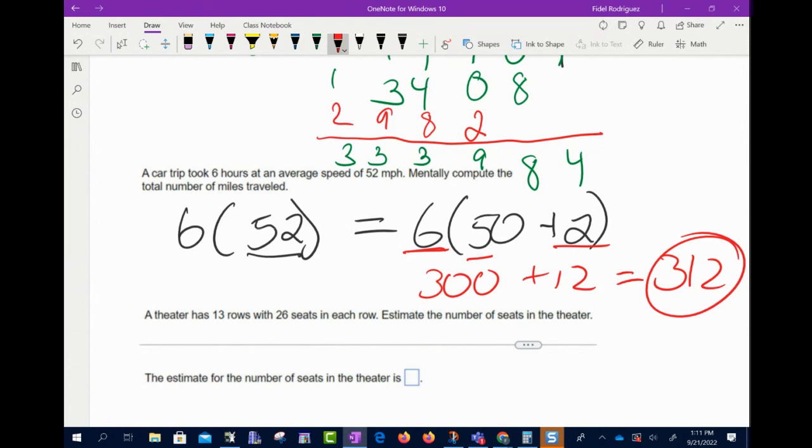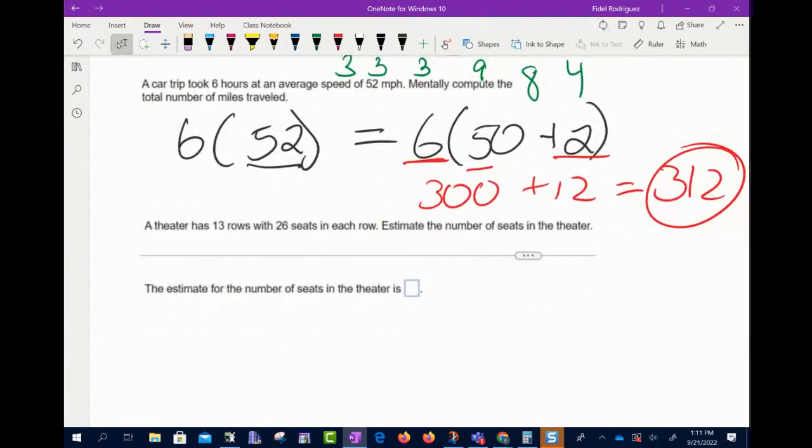Y'all, for the next one that I have here, it's telling me to estimate the number of seats in the theater, I'm sorry. So it says a theater has 13 rows with 26 seats in each row. Estimate the number of seats in the theater. So remember, an estimate is a guess, but it's supposed to be kind of a good guess. So the way we're going to go through this process, y'all, in terms of estimating, let's round each of those numbers to the nearest 10.